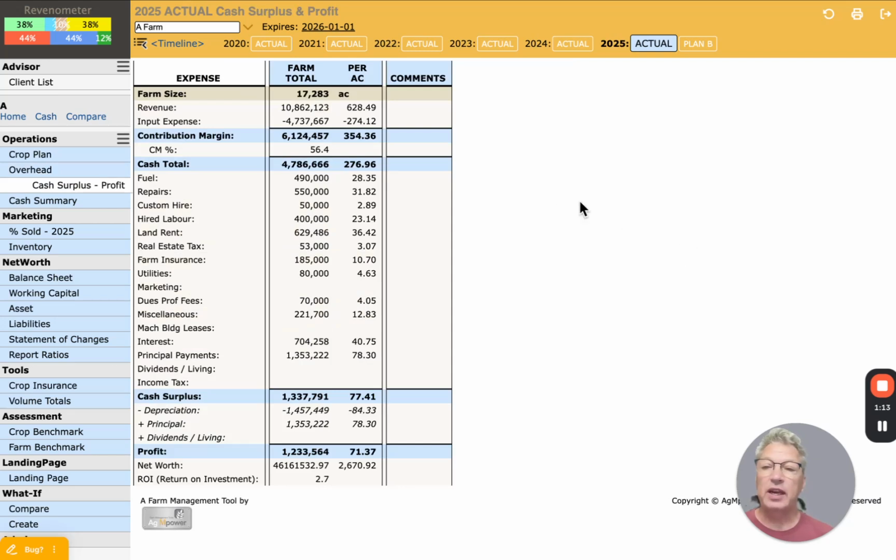We then go to the cash surplus profit page to show where your revenues and inputs are, what your contribution margin is, and of course what your cash overhead is. This number is very important to know what the efficiency of your farm is and how much risk you are taking on with this level of overhead.